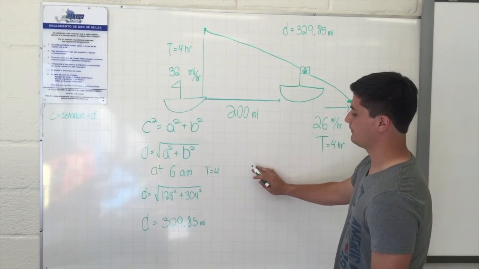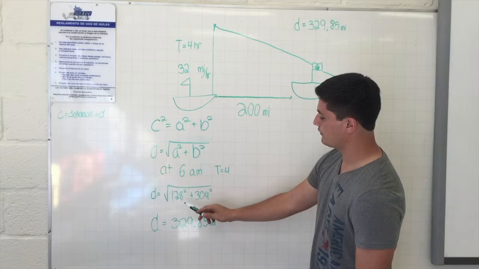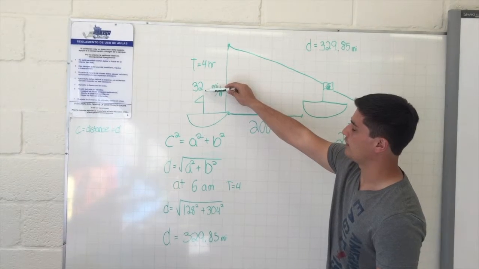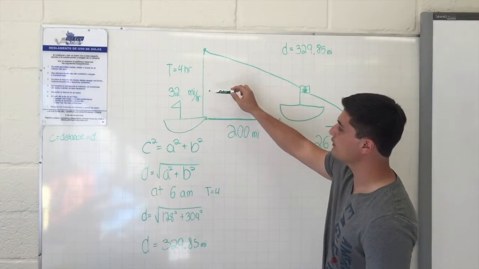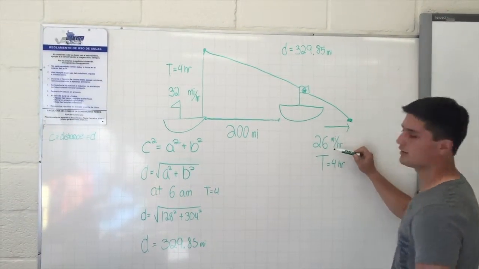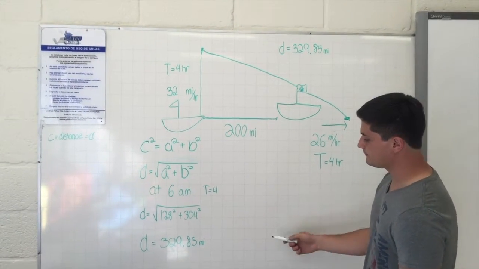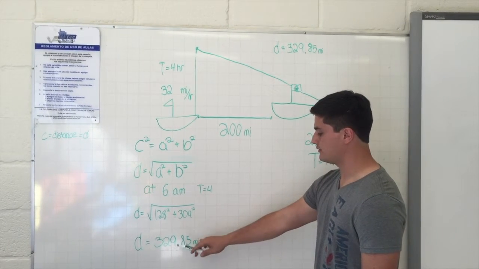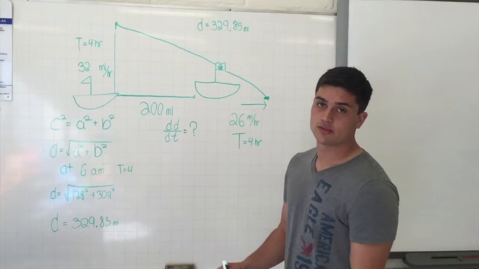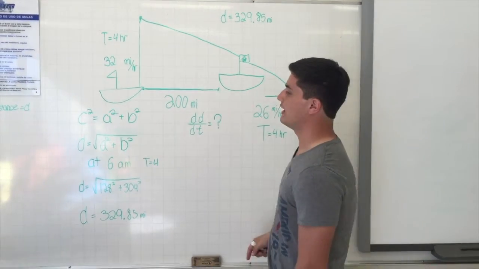and we plug in our values. So A is 128, because after 4 hours this ship has moved 32 miles times 4, so it's 128. And for this one, B is 26 times 4 plus the 200 miles that it had at the beginning. So our distance at 6 p.m. between the two ships is 329.85 miles.